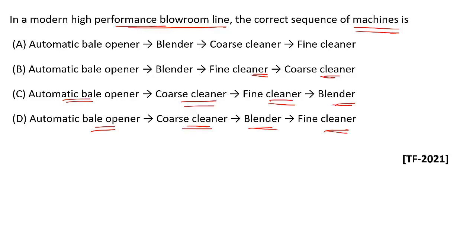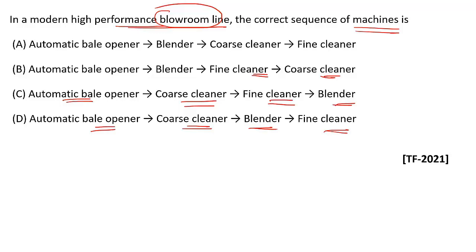If you read about the high performance modern blowroom line, the process efficiency and the flexibility is very high as compared to a conventional blowroom line. It consists of coarse cleaner followed by blending, and then fine cleaning is done. So first, what is the function of the blowroom? It opens and removes seed coat particles. When cotton comes, it contains many types of impurities, such as seed coat particles, because it is extracted directly.